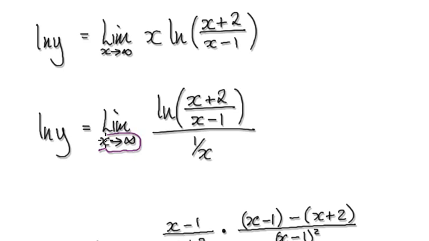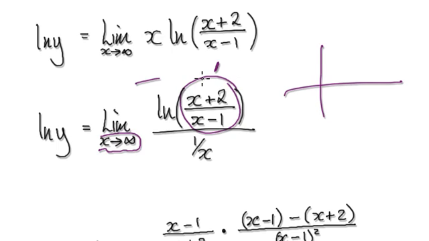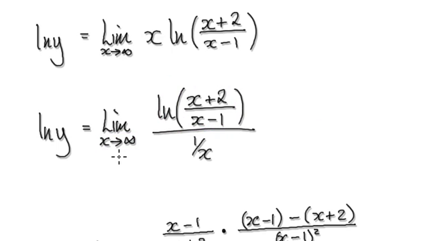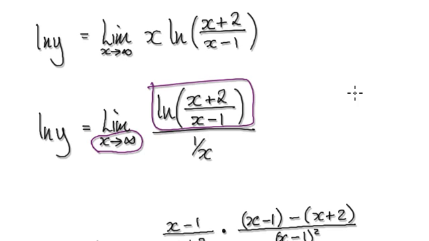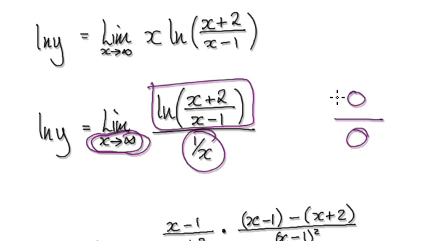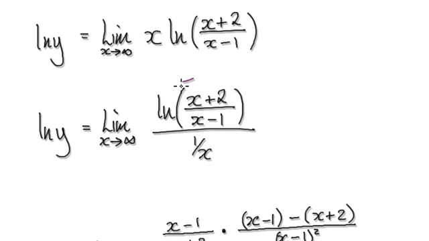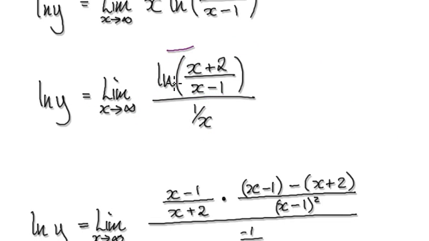So as x tends to infinity, this whole thing here will head towards 1. Then natural log of 1 is 0, so this whole thing is going to head towards 0. And then as x tends towards infinity, the denominator here will also head towards 0. So here you've got an indeterminate form, so you can apply L'Hopital's rule.